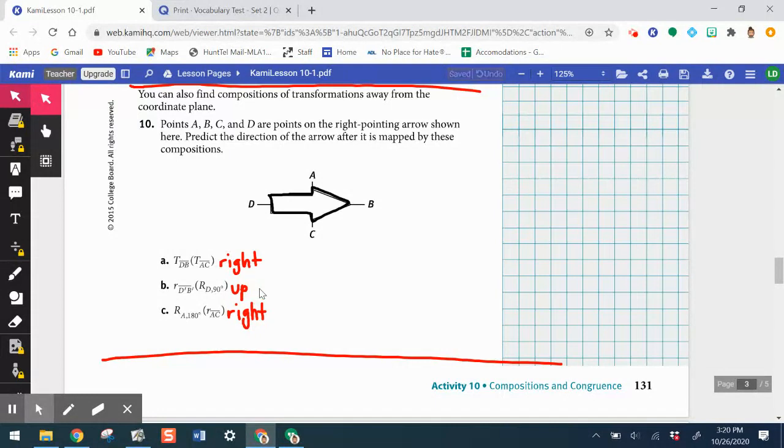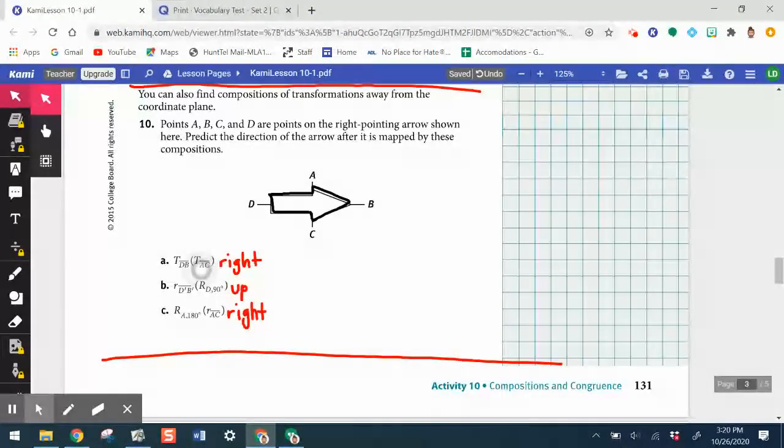We just want to know, based on these compositions, can you dictate or can you predict what direction the arrow is going to face? So right now, it's pointing to the right. And so our first composition tells us to translate using directed line segment AC. Now, remember, order matters even with the directed line segment.